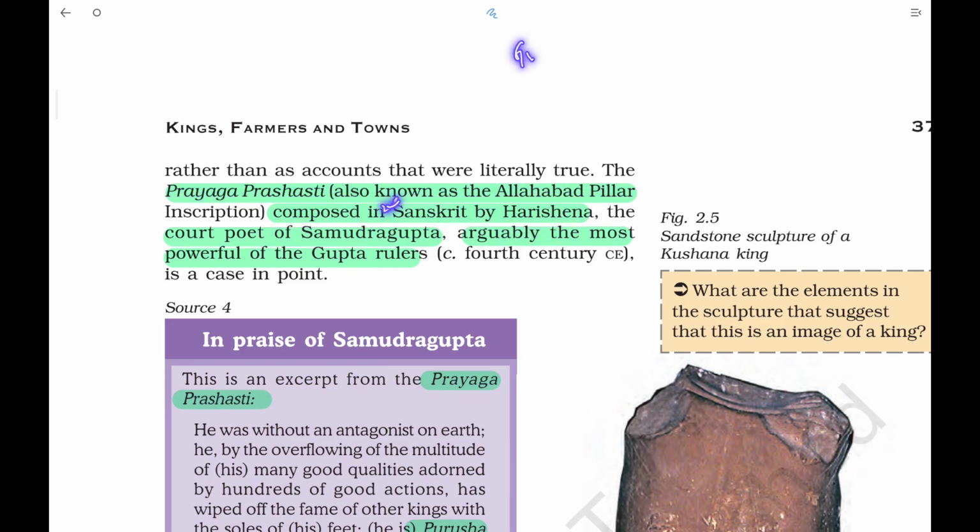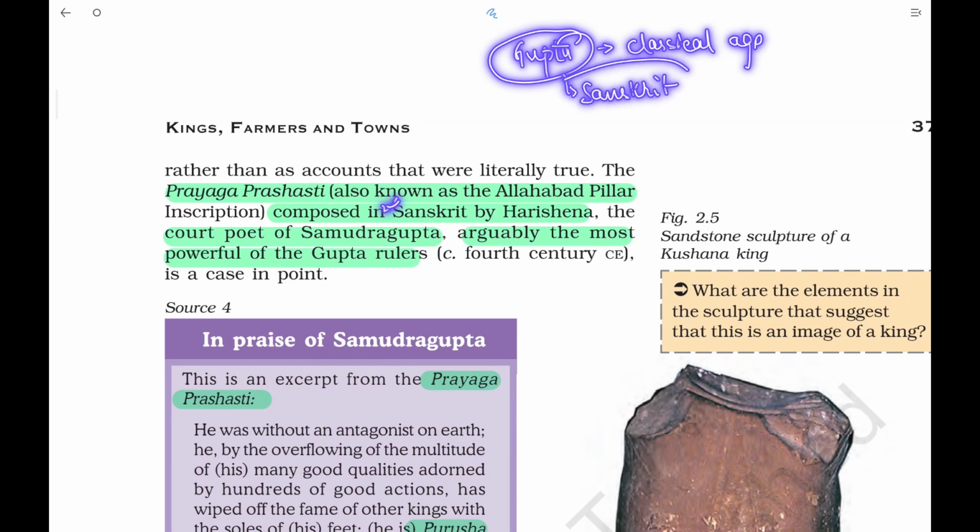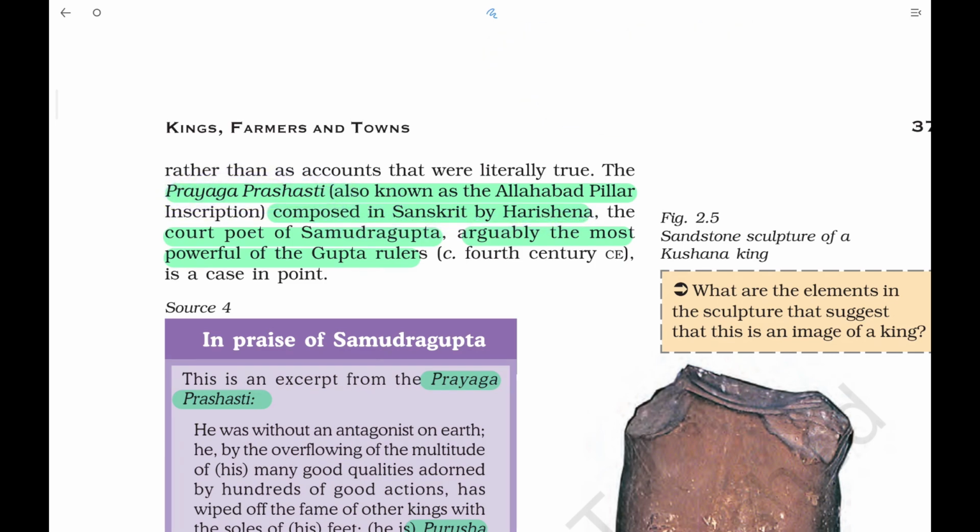Now, during the Gupta age, the Gupta age is known as the classical age for culture. Why? Because Sanskrit developed very greatly during this Gupta Empire. You can see a lot of instances, books and inscriptions that were written in Sanskrit. One of them is the Prayag Prasasti, composed in Sanskrit by Harisena, the court poet of Samudragupta. And Samudragupta was also called the Napoleon of India.